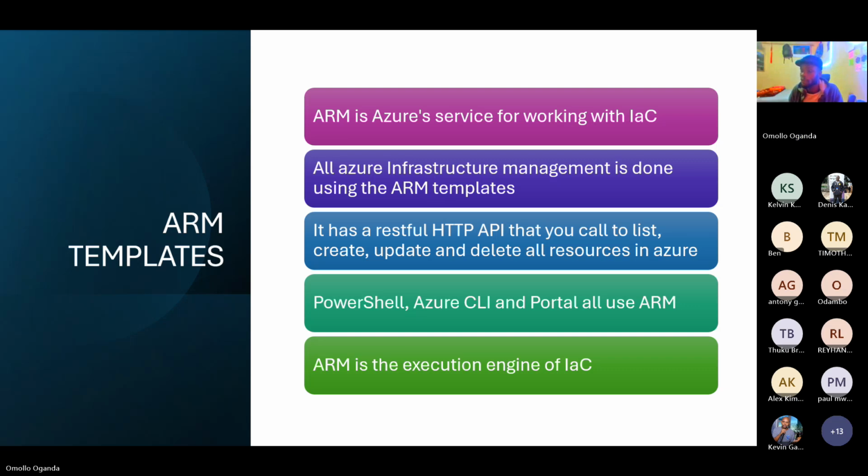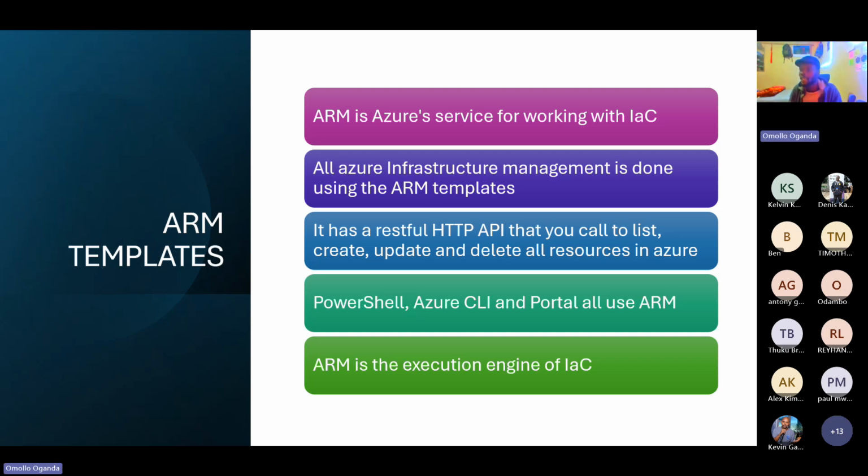This means if you're using Bicep, if you use Terraform, or any tool that you are going to use to manage your infrastructure, everything under the hood will be transpiled into ARM templates, because that is the language that Azure understands. Now, the ARM templates have a RESTful HTTP API that you call to list, create, update, and even delete all resources on your Azure account. PowerShell, Azure CLI, the portal, also the inbuilt CLI on the Azure portal, they all under the hood use what we call the ARM, or the Azure Resource Manager.